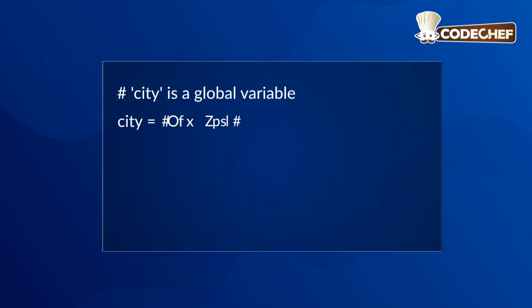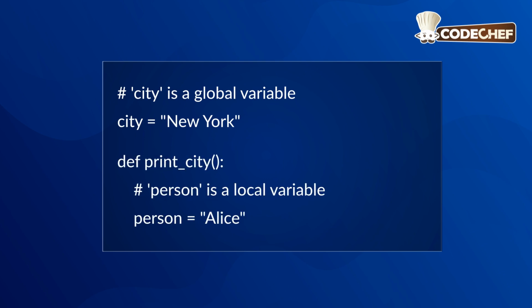In programming, scope refers to the region where a variable is accessible. A variable created outside of any function is a global variable. It can be used anywhere in the code. A variable created inside a function is a local variable. It can only be used within that function. The lifetime of a local variable starts when the function is called and ends as soon as the function is finished. Let's see this in action.